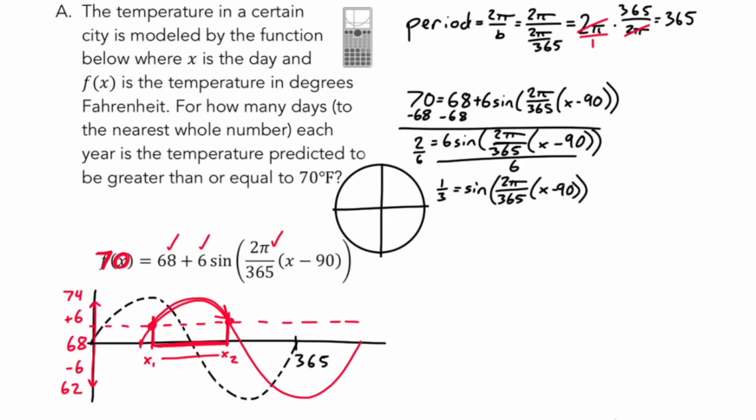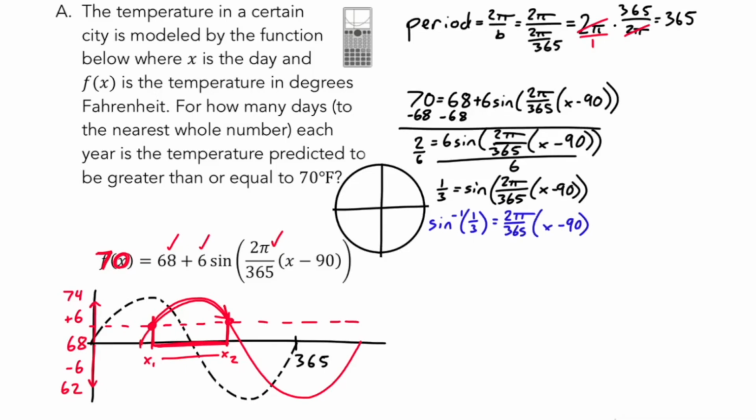And now is where the actual trig comes in, because we have to get rid of sine. It's not like I'm going to divide by sine, that's not a thing. We're going to do the inverse sine of both sides. So we end up with the inverse sine of 1/3. And then on the other side, inverse sine and sine just cancel each other out basically. So I'm left with the 2 pi over 365 times x minus 90.